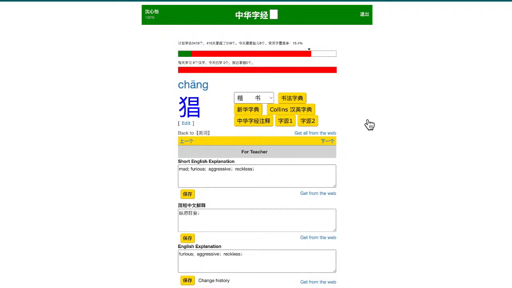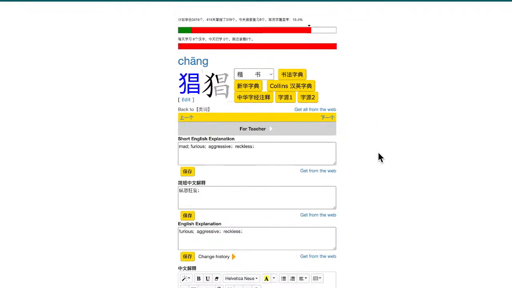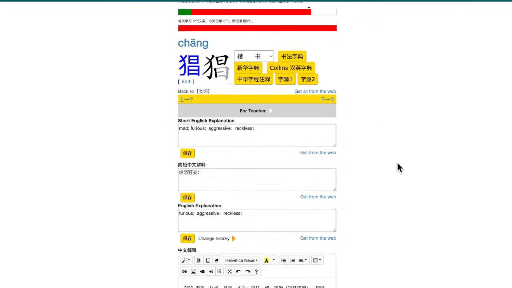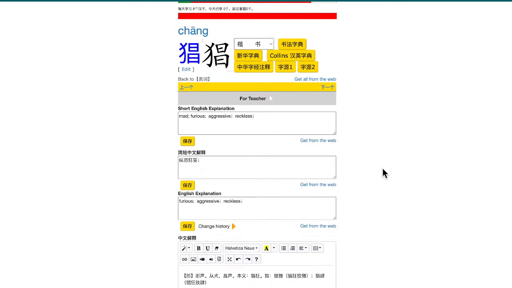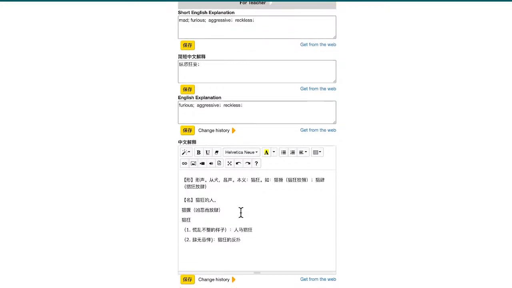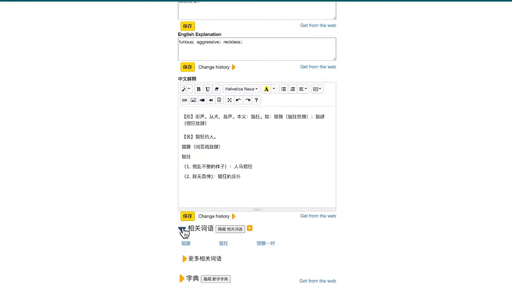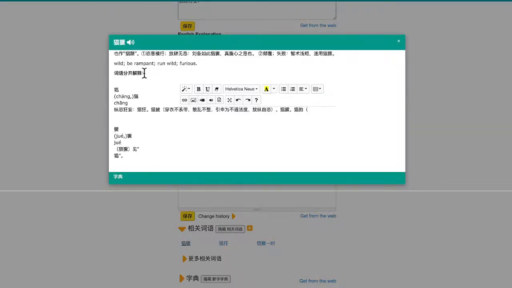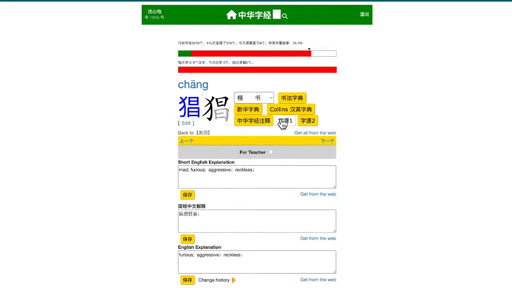Next one, 昌. 昌 means mad, furious, aggressive, reckless, that kind of thing. So it's an adjective describing a kind of mental state. Used as a noun, it actually refers to a person with that mental state. And the related words are 猖狂 or 猖獗. 猖獗 means wild, be rampant, run wild, or furious. Okay, 猖獗. 猖. So let's take a look at the character.